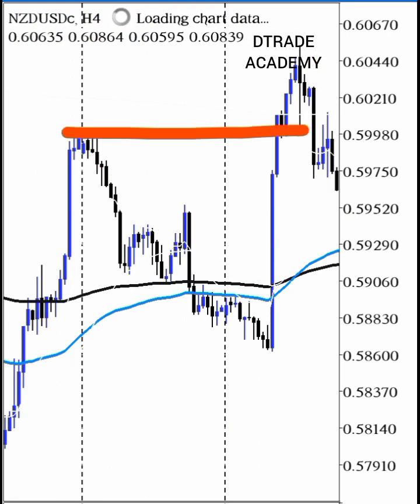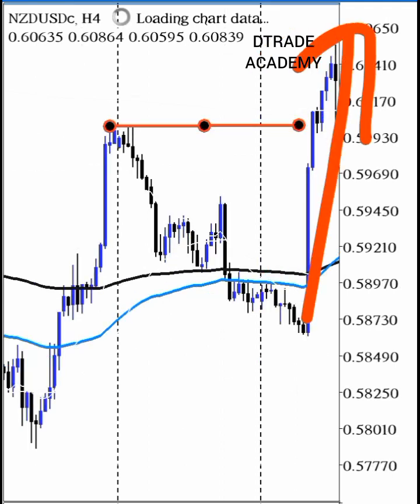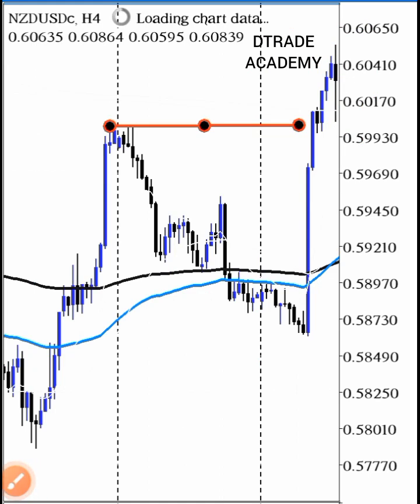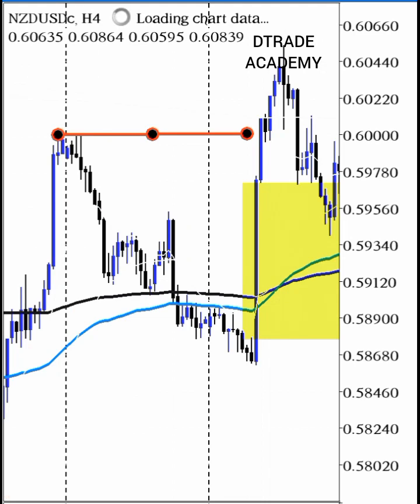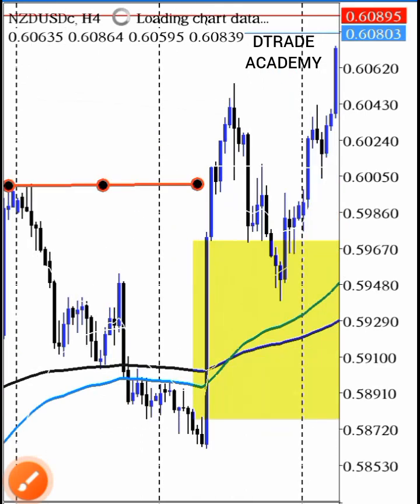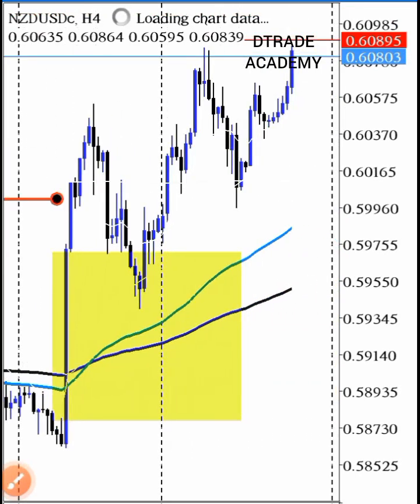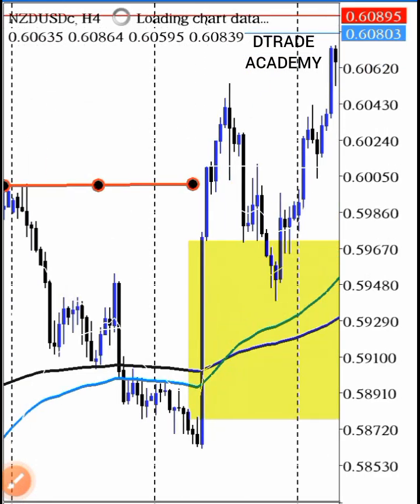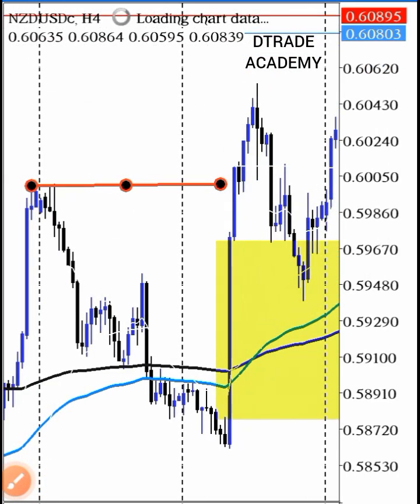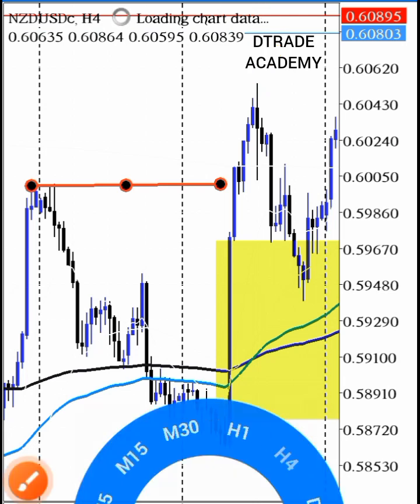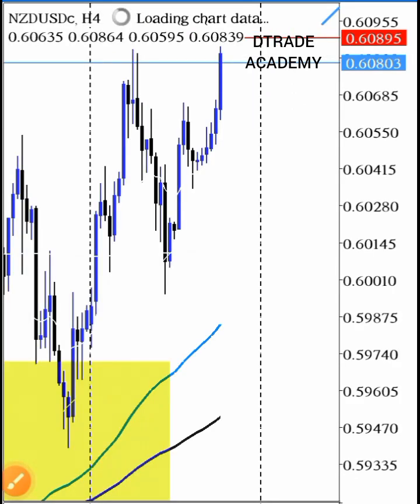Mark out this high. Wait for price to break through. Then after price has broken through, we can now mark our imbalance zone. Now I have marked my imbalance zone with my yellow highlight. Once price comes there, you see price buying. So when price comes there and buys, we start targeting this high. That high needs to be taken out. So we take our trend line and mark that high.